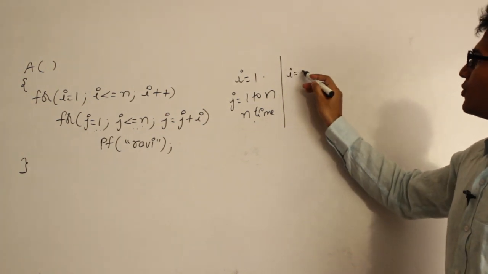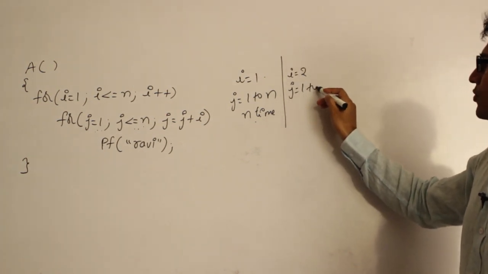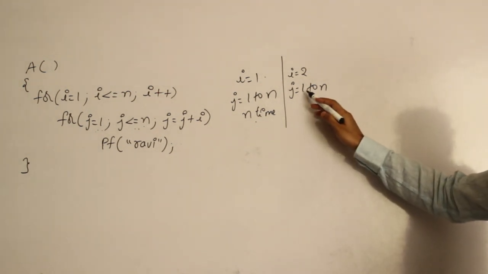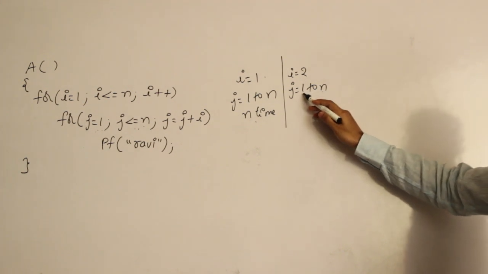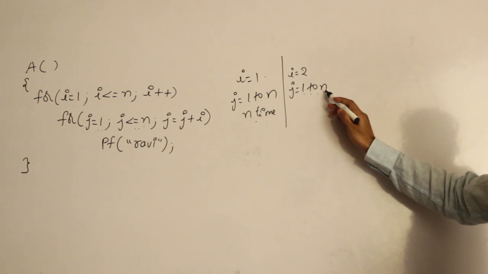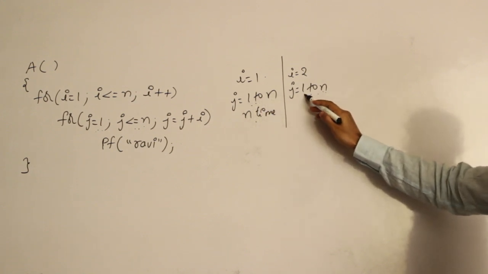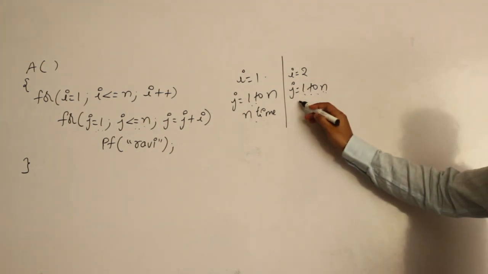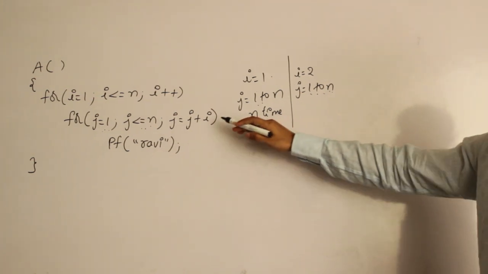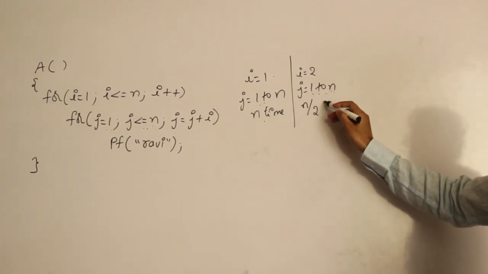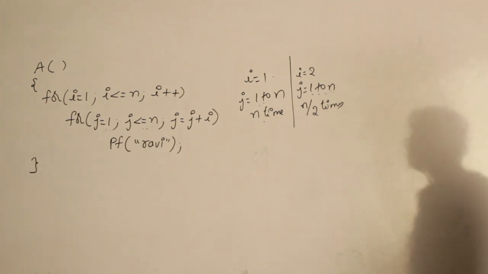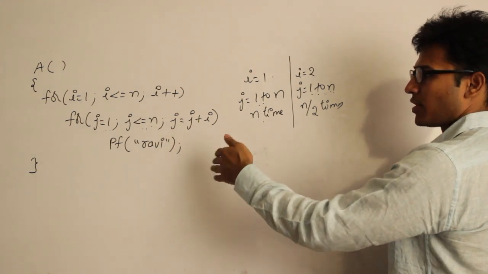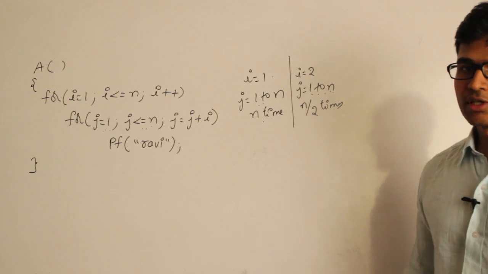For i equal to 2, again j is going to get incremented from 1 to n, fine, but the increment is in steps of 2, which means we'll reach n faster in this case. Why? Because j equal to 1, then 3, then 5, and so on. Here j equal to 1, 2, 3, 4, but here j equal to 1, 3, 5, 7, so j will get incremented very fast, and the number of times this j loop is executed is nearly n by 2 times, because we are not going to enter and print for every value of j. We are going to print it only for the alternate values of j.